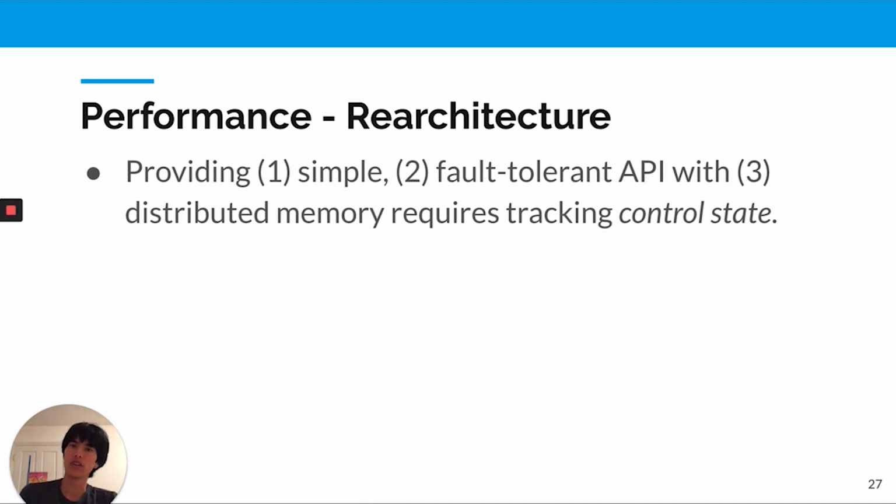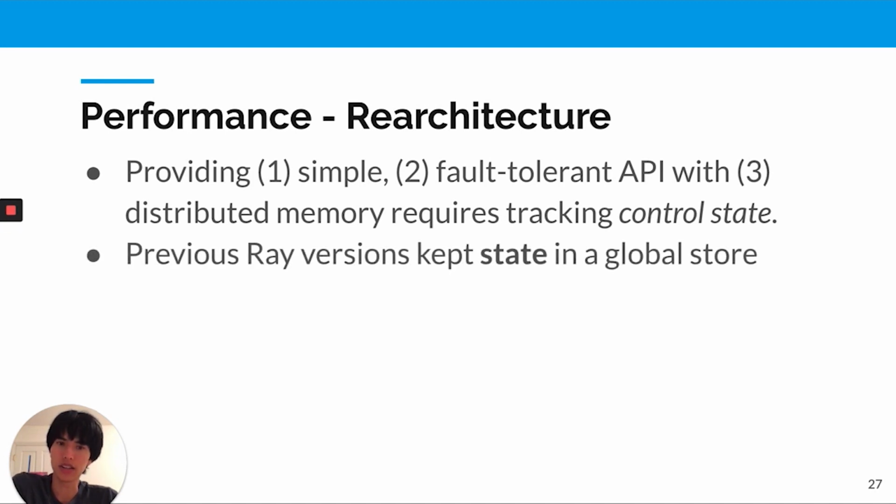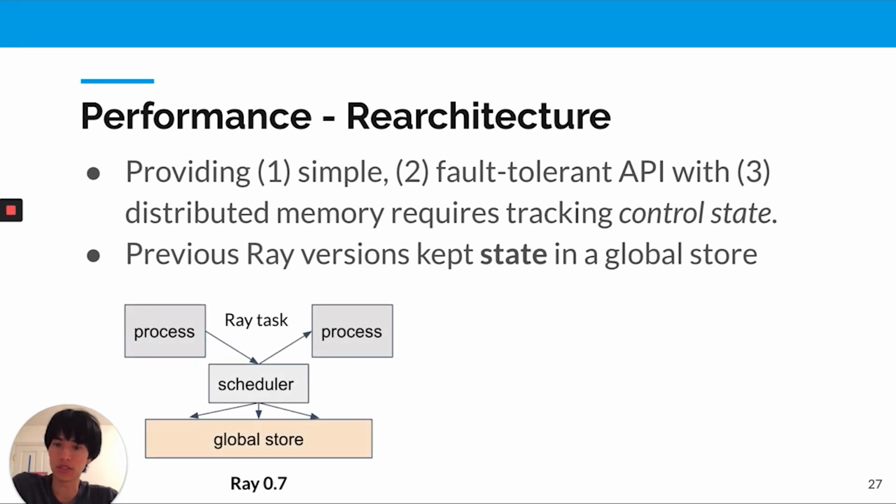Okay, so what was the key idea? Well, to understand the change we made, you have to understand that if you want to provide a simple fault-tolerant API using distributed memory, then the system has to track certain kinds of control state. And the way that was done with previous versions of Ray was to have this global store which stored certain state. So if you look at the life cycle of a task, it would start in one process that would invoke the task. That task would go through a scheduler, and the scheduler would write some metadata to the global store. And then the task would go to the worker process that would ultimately execute the task. And that involves a number of RPC round trips.